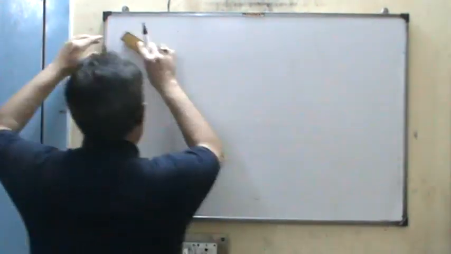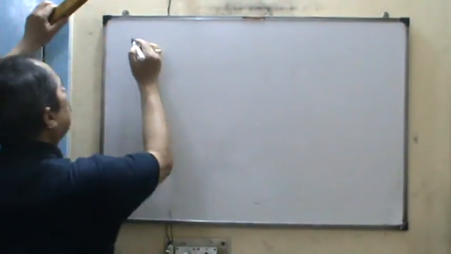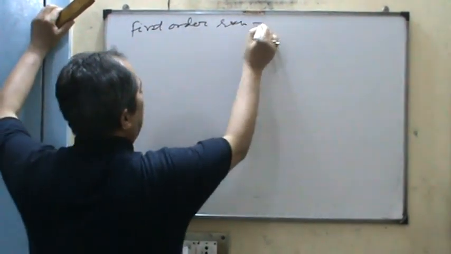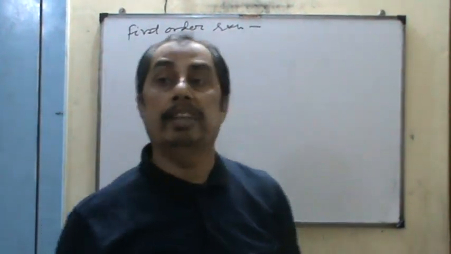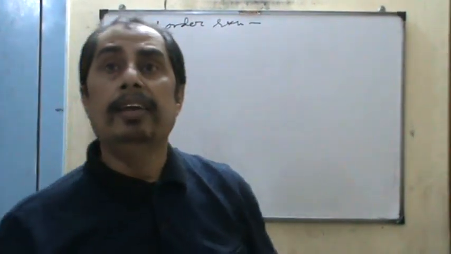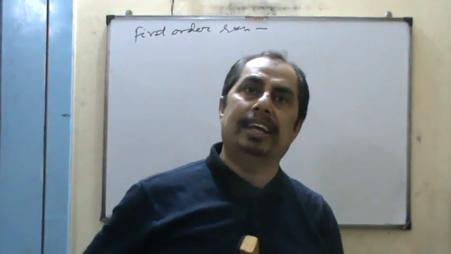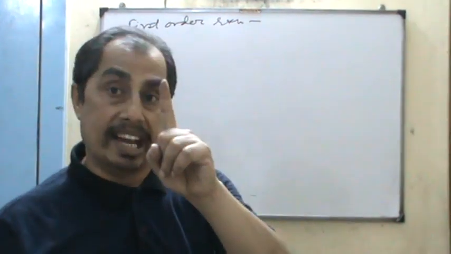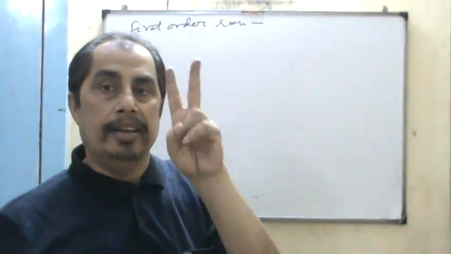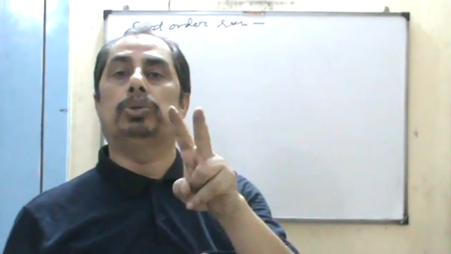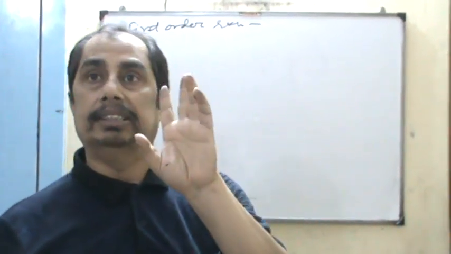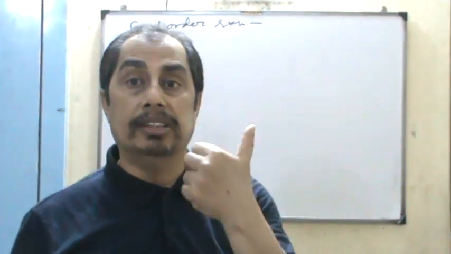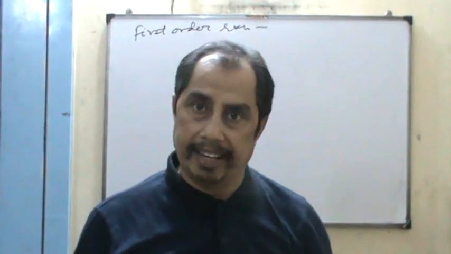Now, dear students, let us go for the derivation of what order reaction? First order reaction. As the name says, it is the first order. Can anybody define this? Yes? This means the rate of reaction is proportional to the concentration of only one reactant. If it is called second order, the rate of reaction is proportional to the concentration of two reactants. If it is zero order, that means proportional to the zero power of the concentration of the reactants. It's all right?